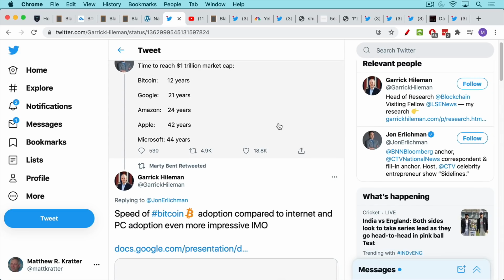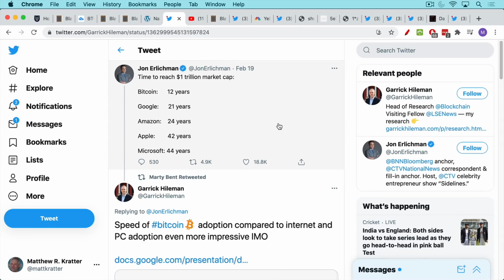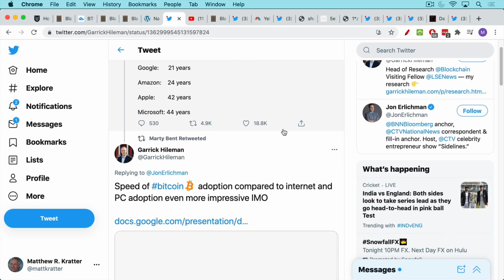Bitcoin itself has had the fastest time to reach a $1 trillion market cap of anything. This is a little bit misleading since it is built on top of the internet, but Google took 21 years to hit $1 trillion. Amazon took 24 years. Apple took 42 years. Bitcoin took just 12 years.